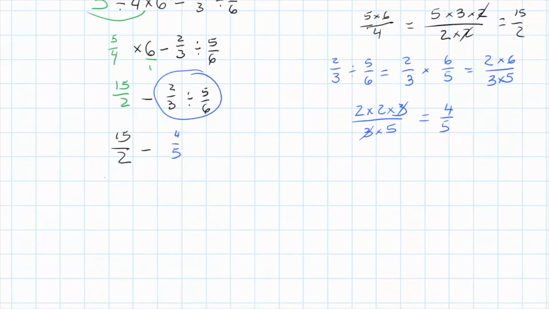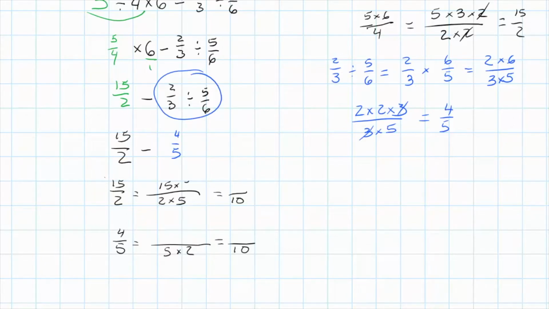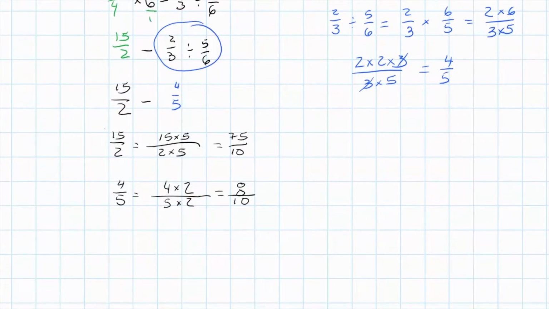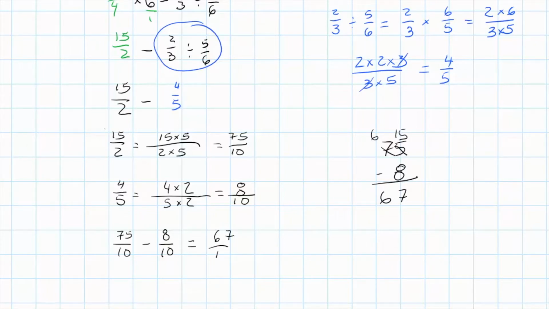Now to do the subtraction, we need a common denominator. 2 and 5 are both prime, though, so we can just multiply them together. Here we multiplied the denominator by 5, so we have to also multiply the numerator by 5. That's 75. Here we multiplied the numerator by 2, so we get 8. So we'll have 75 tenths minus 8 tenths, which is 75 minus 8, 67 tenths, or 6.7, noticing that this is a decimal fraction.